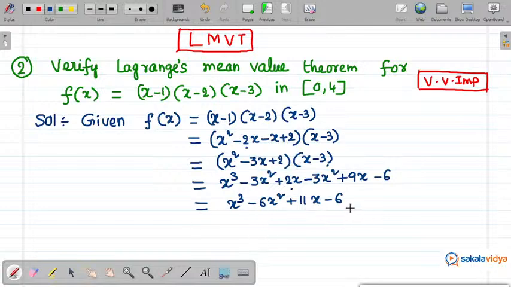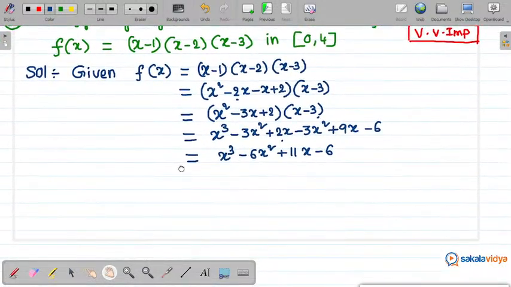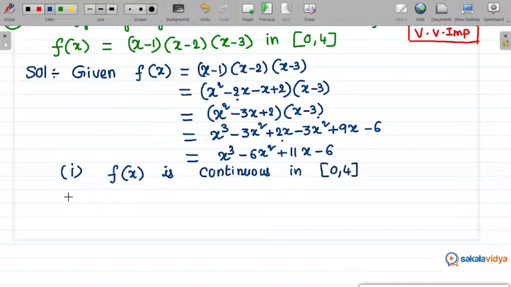So this is the simplified form of the function. It is a cubic polynomial. Obviously it is a continuous function in the given stipulated intervals. So that we can write now. First point: f of x is continuous in closed 0, 4. Second one, f of x is derivable in open 0, 4.